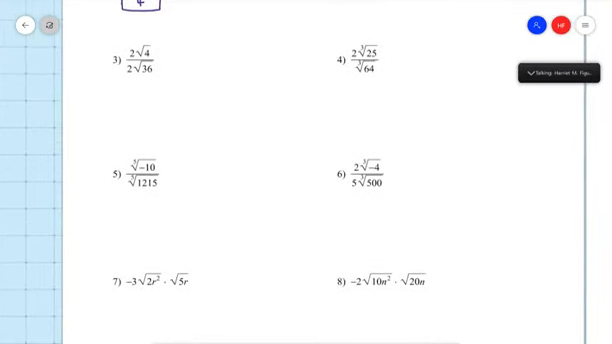So we'll do the same thing on number 3, but on number 3 I see square root of 4, which is 2, and square root of 36, which is 6. So then we can simplify from here. We've got 4 over 12, which is 1/3.